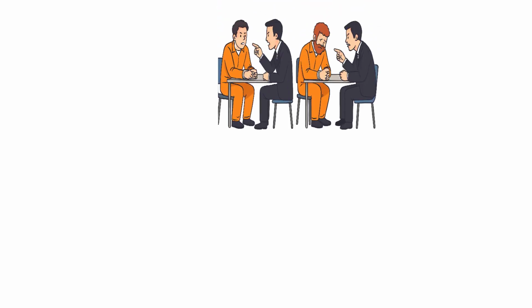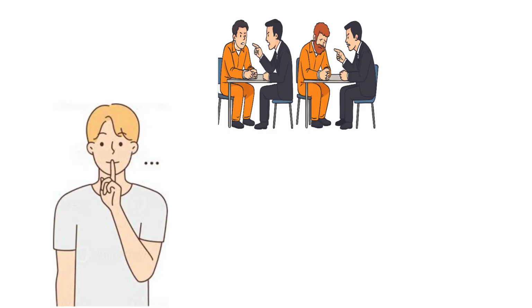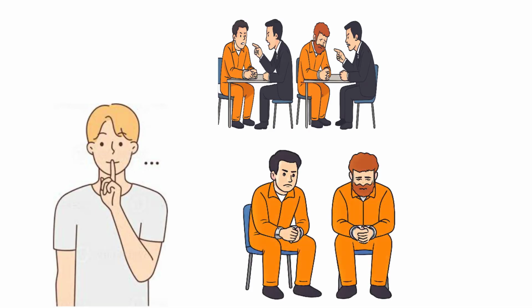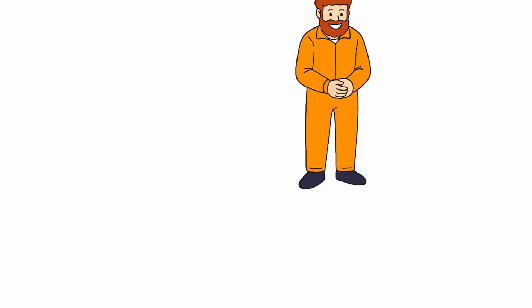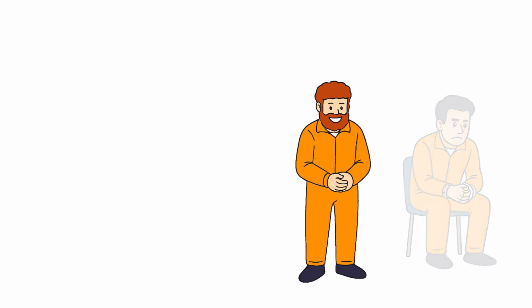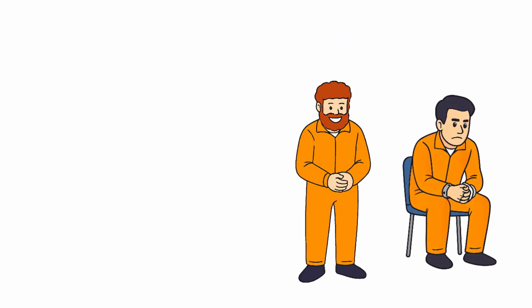Two prisoners are caught and interrogated separately. Each has a choice: stay silent or betray the other. If both stay silent, they both get light sentences. If one betrays, the betrayer goes free while the other takes the fall. If both betray, they both get heavy sentences.